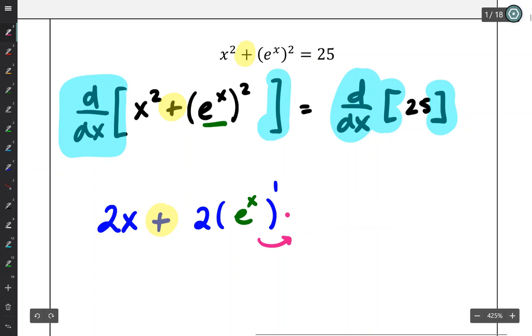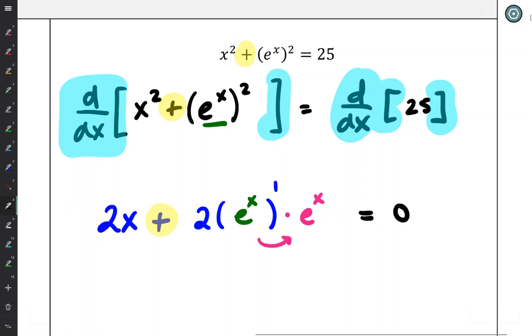What is the derivative of e to the x? We love this one. It's e to the x. The slope of the tangent line to the curve y equals e to the x is in fact the y coordinate, is in fact the height function, equals the derivative of 25, again is 0.